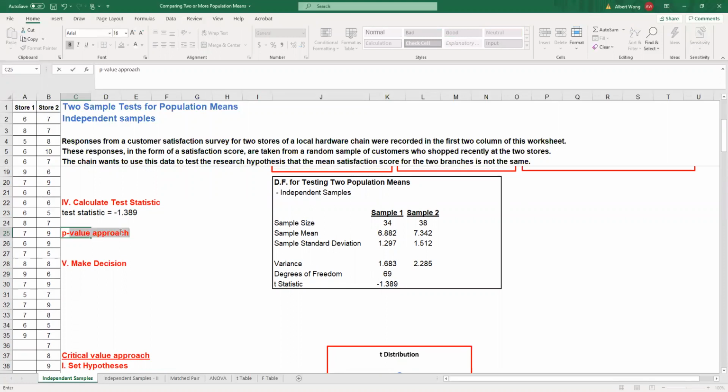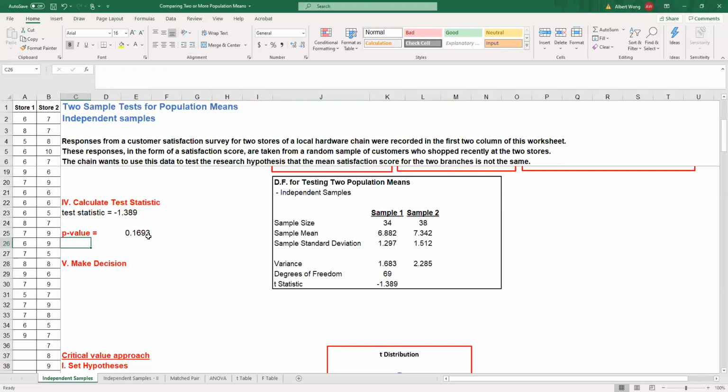So the p-value, let me just write it down for you, is equal to T.DIST of negative 1.389. The degree of freedom, of course, is 69, which is calculated using the formula. And this is 2, which is the calculated number. Because this is a two-tail test, we multiply that by 2. So the p-value is equal to 0.1693.